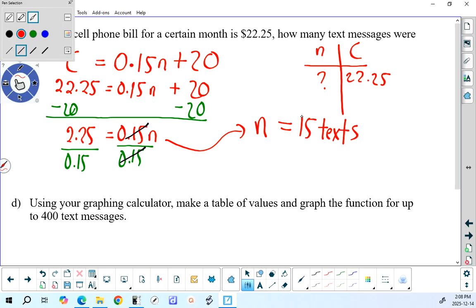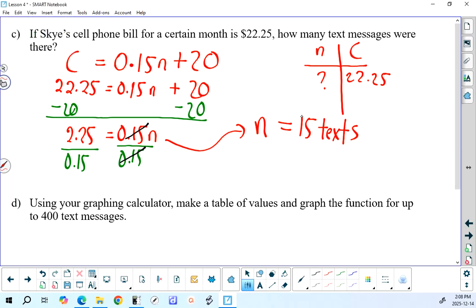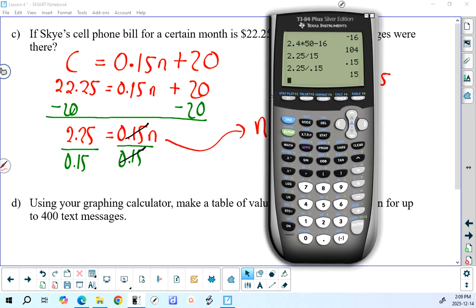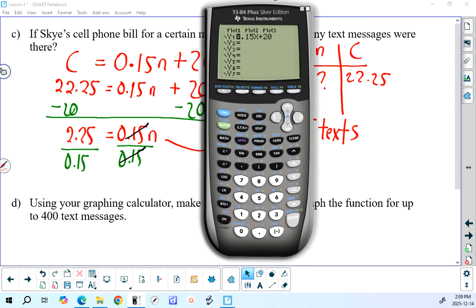We're going to learn how to use some more features of our graphing calculator now. We're going to make a table of values, and we're going to graph the function for up to 400 text messages. So I'm going to go to my y equals and enter the function c equals 0.15x plus 20. So y equals 0.15x plus 20. I'm interchanging x with n and y with c. So that's the function.